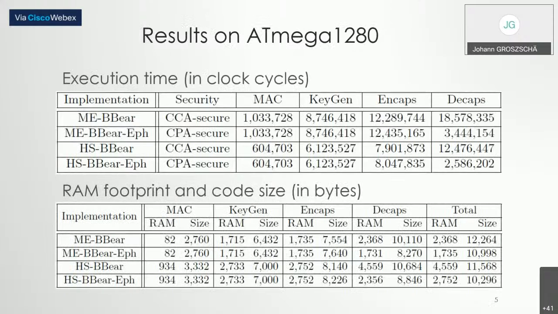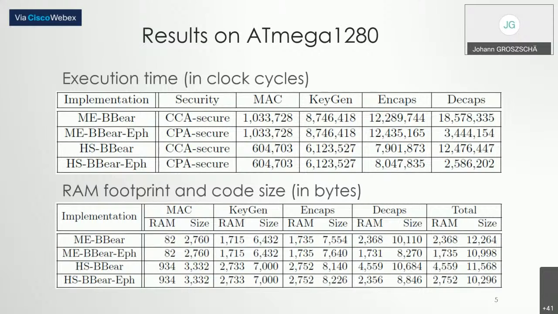Good, let's have a look at some of the results. So we have here 2 tables. The upper one is the execution time. And we have always 4 different variants. So there is ME. ME stands for memory efficient. And we have HS variants, which is the high-speed variant. And for each variant, we have a CCA secure and a CPA secure version.